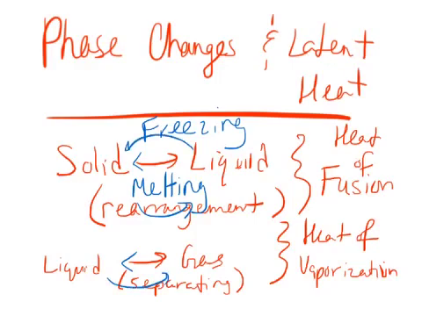Liquid to gas is what we call boiling, and from gas back to liquid we call condensing. Like a condenser, okay? So again, liquid to gas is boiling, gas back to liquid is condensing, solid to liquid is melting, liquid back to solid is just freezing. And these two processes are different from one another. Again, one is rearrangement of molecules, one is more of separation. And they're going to have different values mathematically as well.